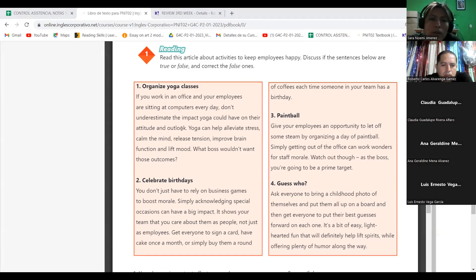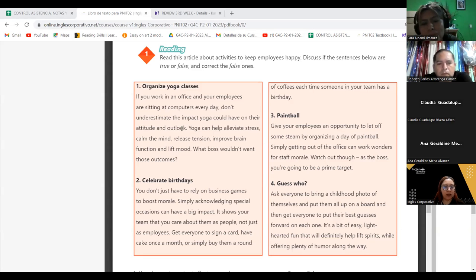Sara. Organize yoga classes. If you work in an office and your employees are sitting at computers every day, don't underestimate the impact yoga could have on their attitude and outlook. Yoga can help a teacher alleviate stress. Calm the mind, release tension, improve brain function, and live more.